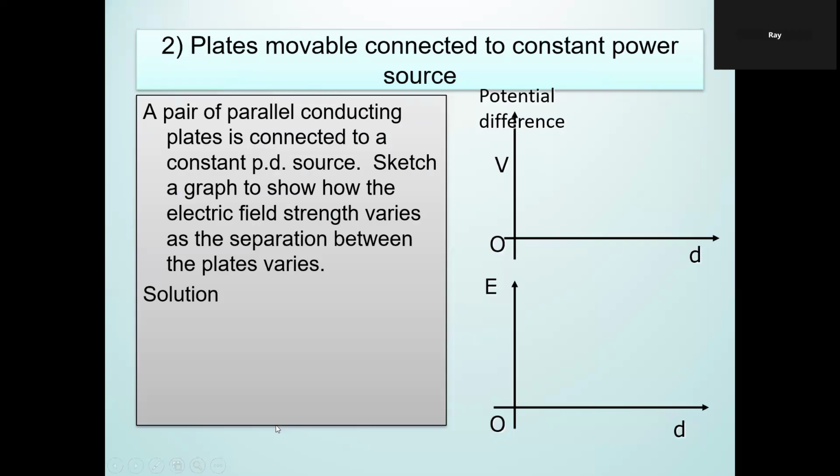This is more challenging. In case we get cut off, you can try it out. A pair of parallel conducting plates is connected to a constant PD source. Sketch the graph to show how the electric field strength varies with separation between the plates. Don't get confused. Just now we looked at the plates being fixed, and we looked at the field and the potential within the plates. Now, the plates are connected to a battery, the constant source, and we are moving the plates apart. So how does the graph look like?